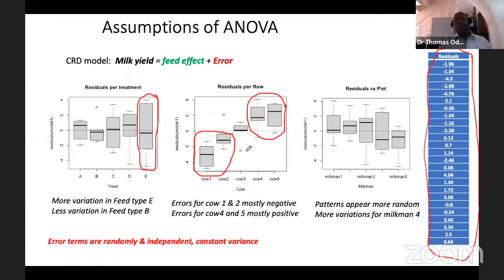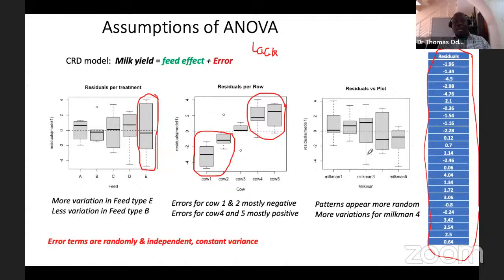Now remember, residual is supposed to have no pattern. Residual is supposed to be random. So what this tells us is that our model actually does not fit the data very well. So you can see what we call lack of fit here. That means maybe if we bring cows into our model, we may be able to see an improvement. Now, when we look at the milkman, there's no overestimation or underestimation per se. We just seem to have variability that is different.